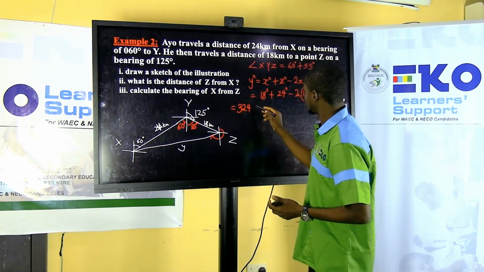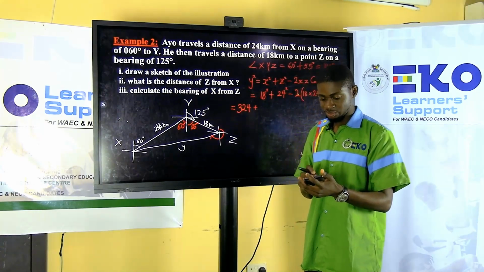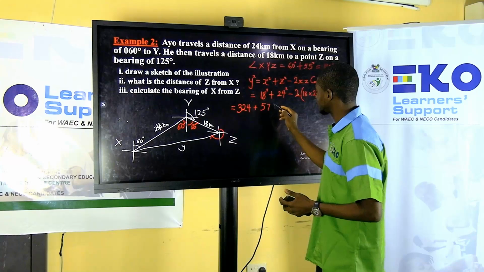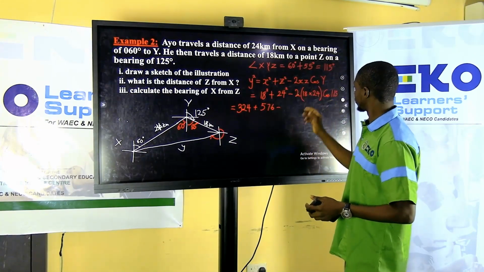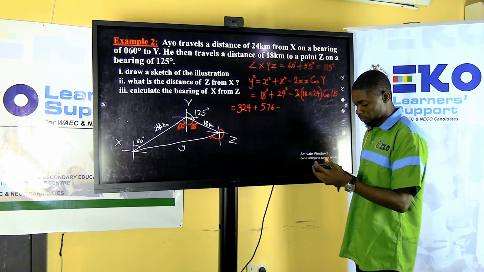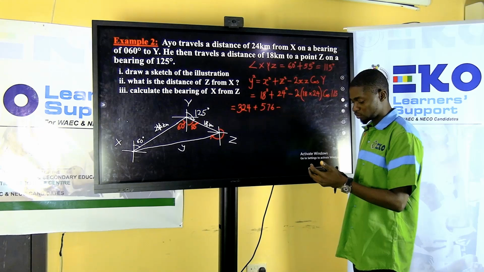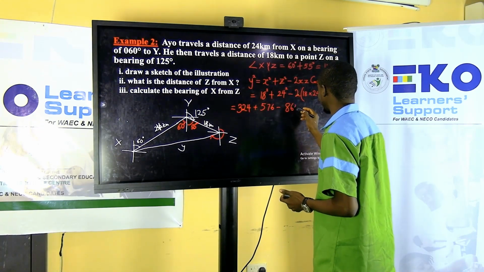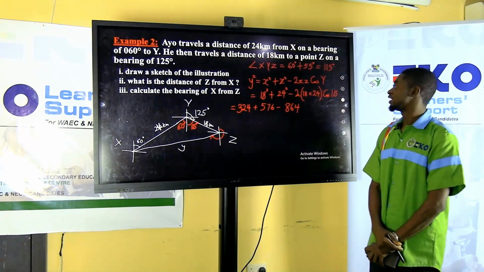324 plus 24 squared. 24 squared is 576. Minus, we then use 2 to multiply this. We can just say 2 multiplied by 18 multiplied by 24. That gives us 864. Now, there is one thing we must learn here.